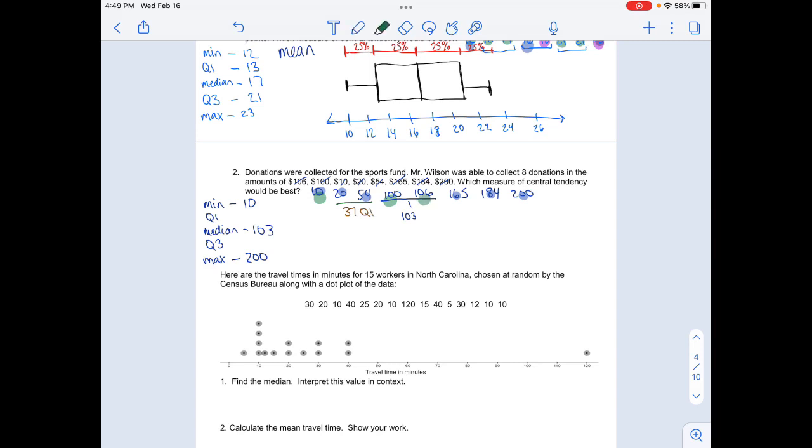And then I count over here. And I find the average of 165 and 184, and I get 174.5 for Q3. So Q1 is 37, Q3 is 174.5, and I can create my box plot.